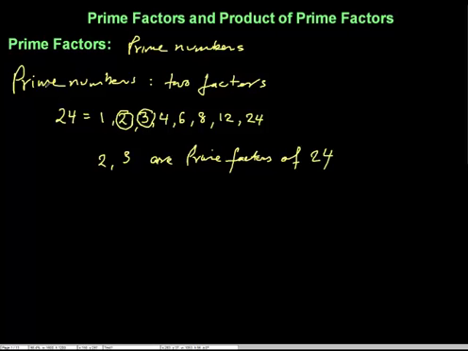So let's go through that again. Prime factors are the factors of a number which are also prime numbers, right? We talked about prime numbers. Prime numbers can only have two factors, 1 and itself. Then we wrote the factors of 24: 1, 2, 3, 4, 6, 8, 12, and 24. We realized that 2 and 3 are the prime numbers. So these are the prime factors of 24.